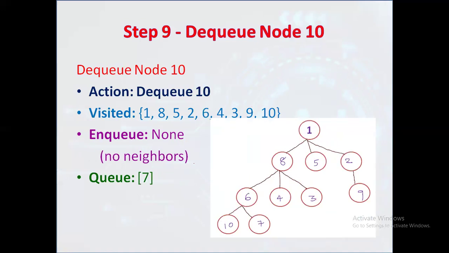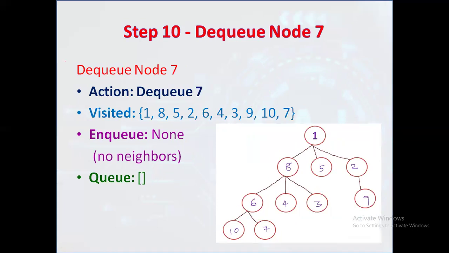So the first step is to DQ the 10, and put the value into the output, and there's no neighbor. Again we have to DQ the value of 7, because there are no children for this, there is no neighbor for this 7. So finally, till the queue becomes empty, we have to move on.